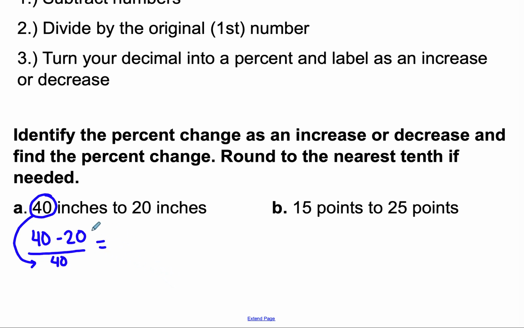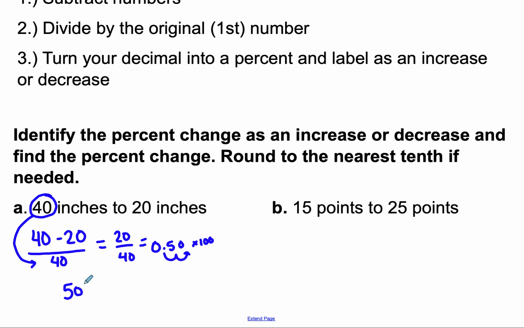All right, so let's go ahead and subtract. 40 minus 20 is 20. 20 divided by 40. If you're putting it into your calculator, which you are allowed to do, you put in the 20 first. 20 divided by 40. It will give you this decimal, 0.5. Then we need to make it into a percent. So we can do that by moving our decimal 2 places over to the right and adding a placeholder 0. Or we can do it by multiplying our number by 100, either way.